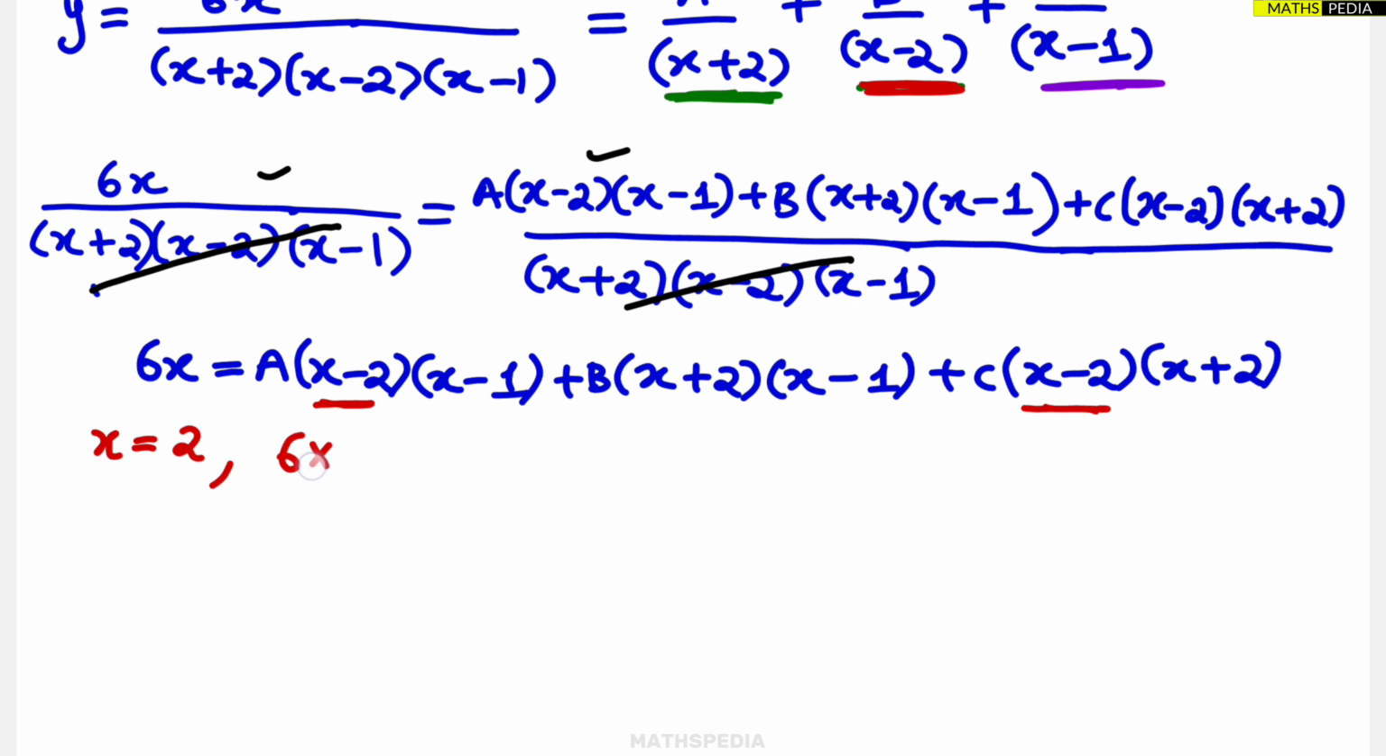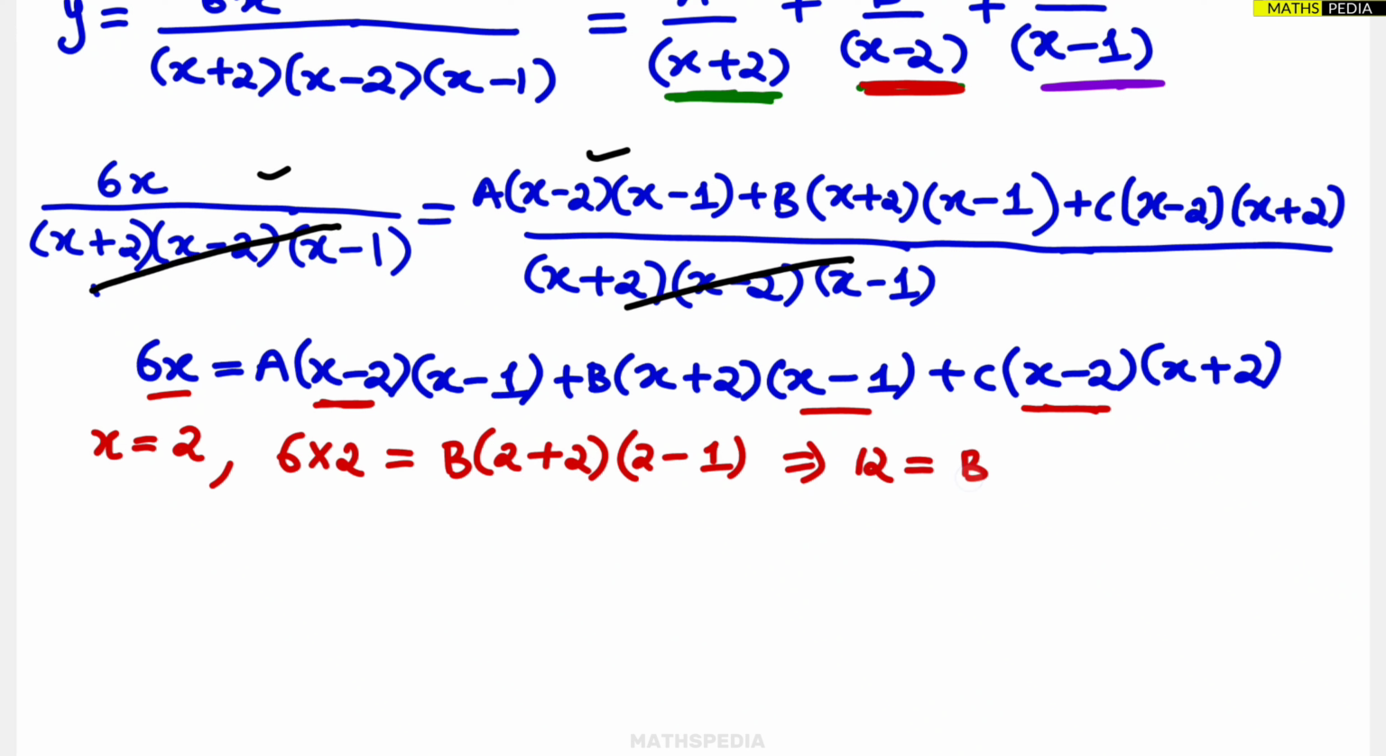So it will be 6 into 2 on the LHS, equal to, the a part is gone, no need to write, only write the b part. So b into 2 plus 2 into 2 minus 1. Simple concept. C also is gone. Okay, no need to write that. Now what will this be? That implies 12 equals b into, how much are you getting? 4, and 2 minus 1 is 1. So 4 will go to that side. 12 divided by 4, how much? So you will get the b value as 12 by 4, which is equal to 3.